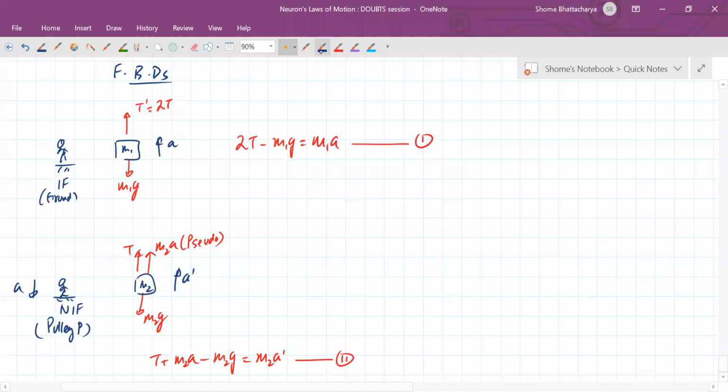So its equation will become this. And in the same non-inertial frame of the pulley P, which is coming down with the acceleration A, if we make the free body diagram of the third block M3, then this one is coming down with A prime.